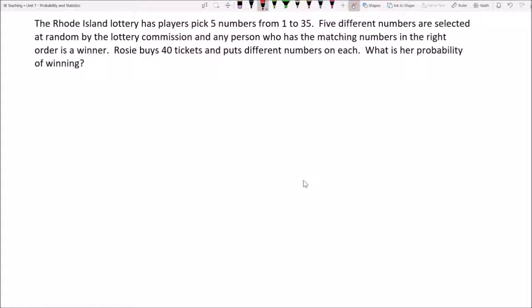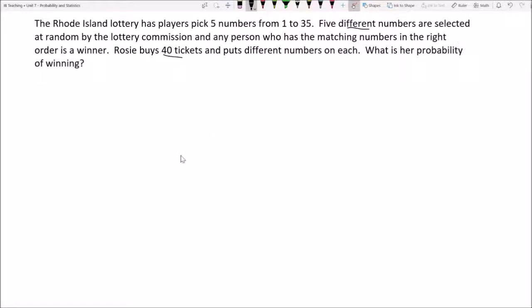Let's look at an example now with the Rhode Island Lottery. In the Rhode Island Lottery, players pick numbers from 1 to 35, and 5 of them. 5 different numbers are selected at random by the Lottery Commission, and they are different numbers. And any person who has the matching numbers in the right order, they have to be in the right order, they're a winner. Now, Rosie wants to win, so she's going to buy 40 tickets.